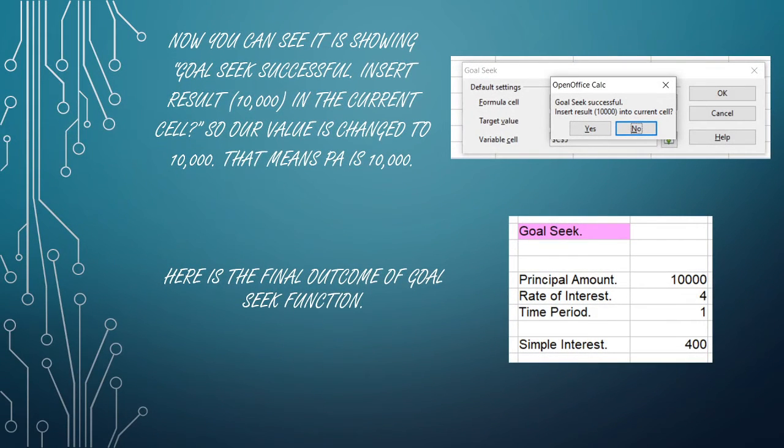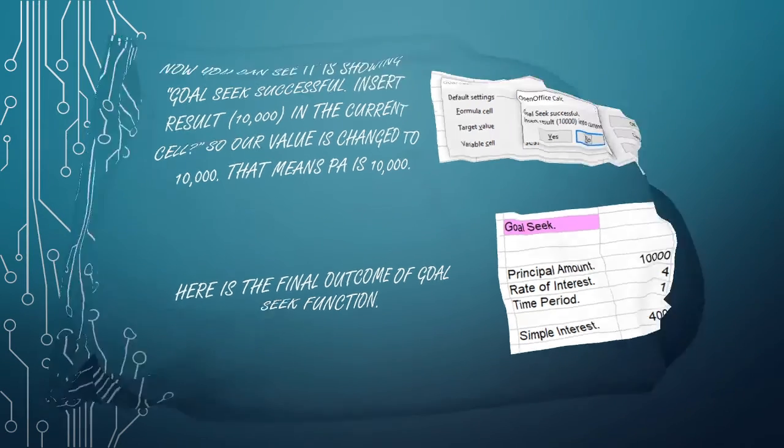So now you can see it's showing goal seek successful. Insert result 10,000 in the current cell, so our value is changed to 10,000. That means the principal amount is 10,000. Here is the final outcome of the goal seek function.